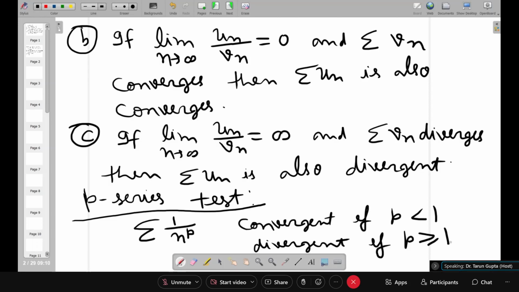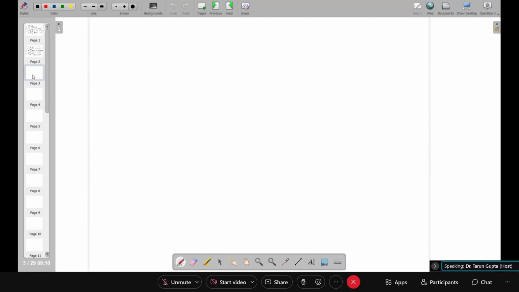Okay, now we solve some examples for that. Yes, first example is 1 upon 1 into 2 plus 1 upon 1 into 3 and this 2 into 3.